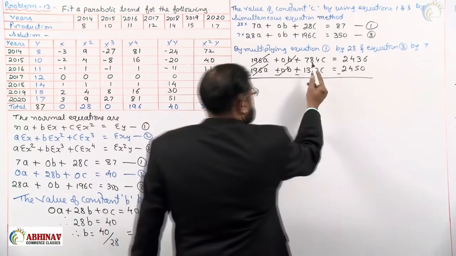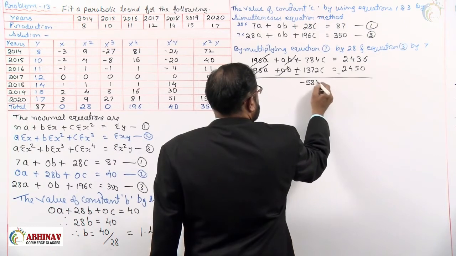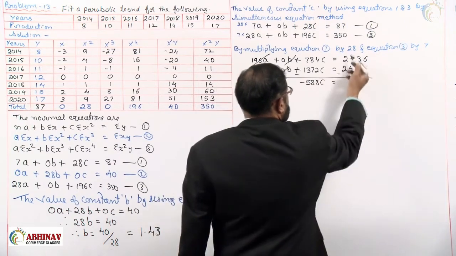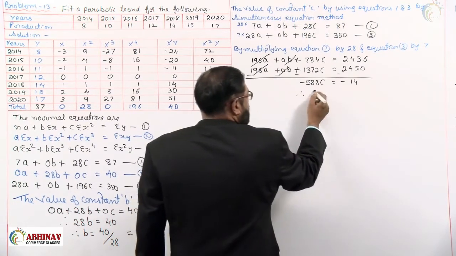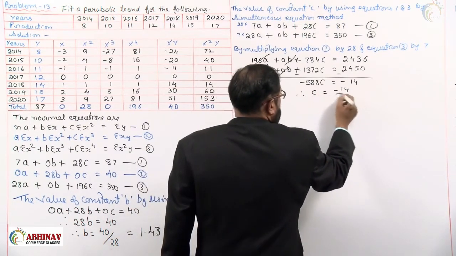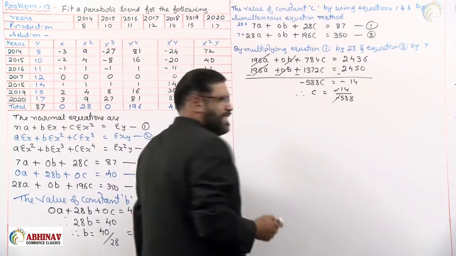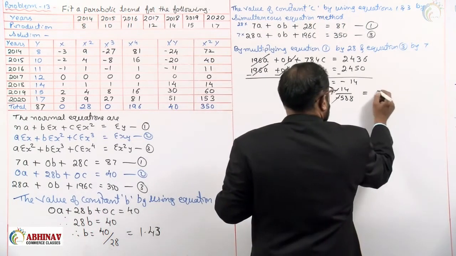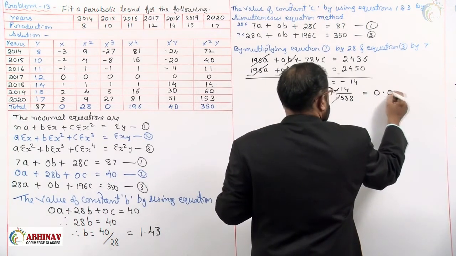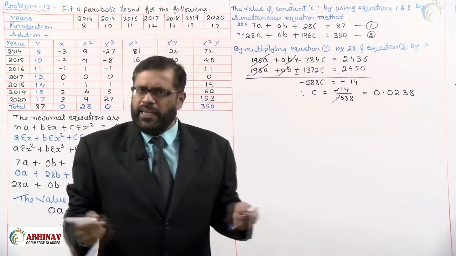Let's see. 784 minus 1372. What we get is minus 588C. When you subtract this, what you get is minus 14. So C is equal to minus 14 divided by minus 588. Minus will be cancelled. 14 upon 588. What answer we get is 0.0238. Take 4 digits or take 2 digits.